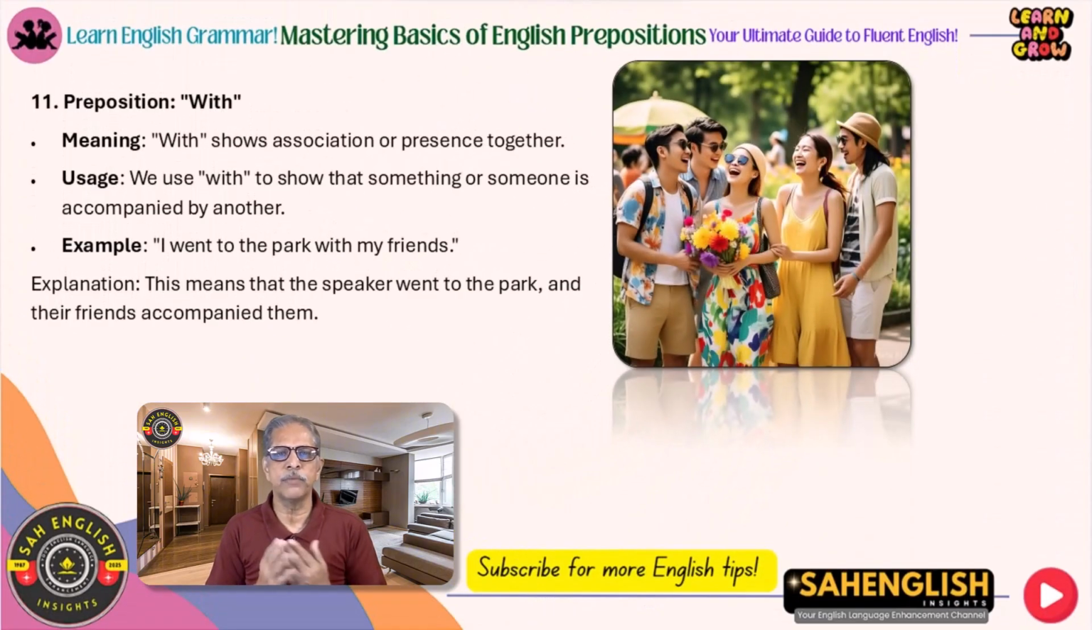11. Preposition with. Meaning: with shows association or presence together. Usage: we use with to show that something or someone is accompanied by another. Example: I went to the park with my friends. Explanation: this means that the speaker went to the park and their friends accompanied them.